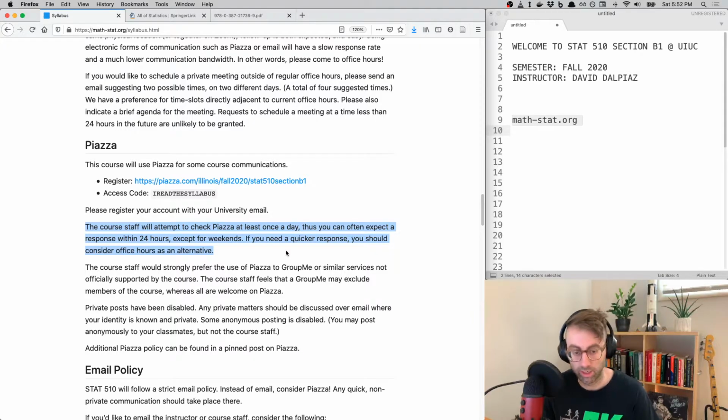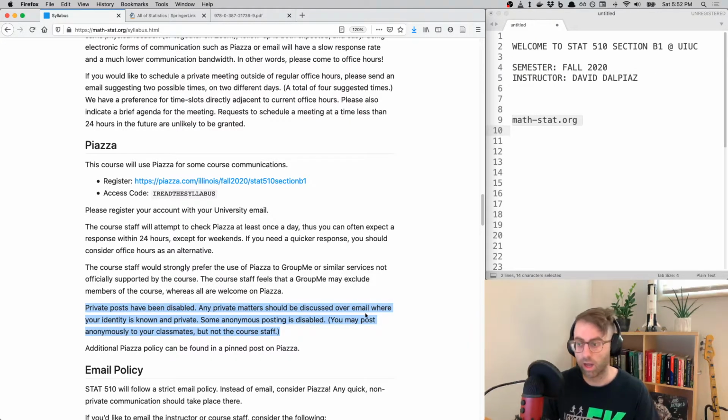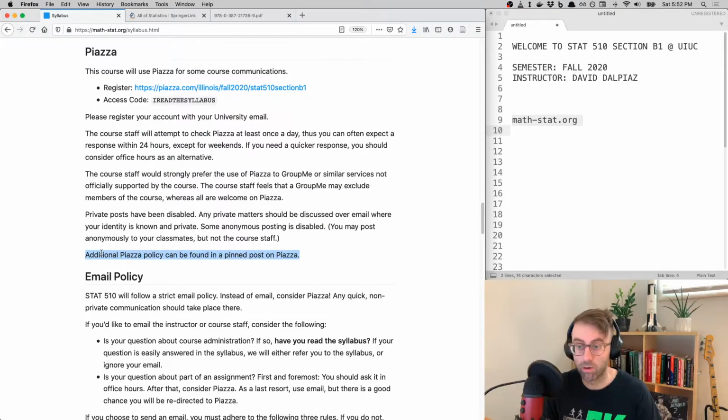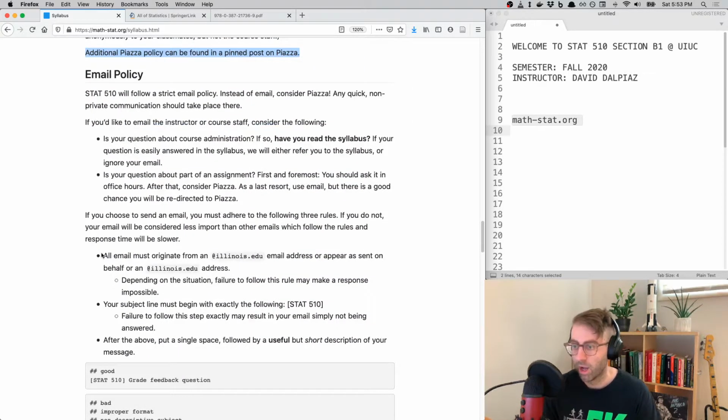This is just a sentence that says we'll try our best to respond pretty quickly. I don't allow private or anonymous posting. So you can still post anonymously to your classmates, but not to me. There's reasons for that. I don't think it's going to be an issue in this class anyway, but we're going to maintain that policy. And then there's some notes on the Piazza forum itself about some guidelines for having successful communication on Piazza.